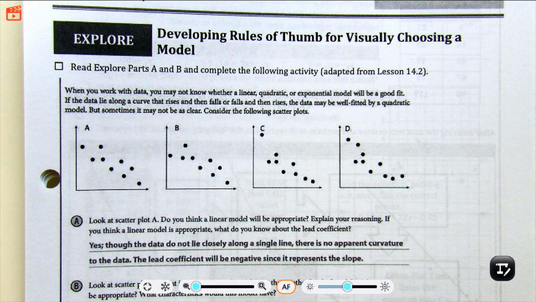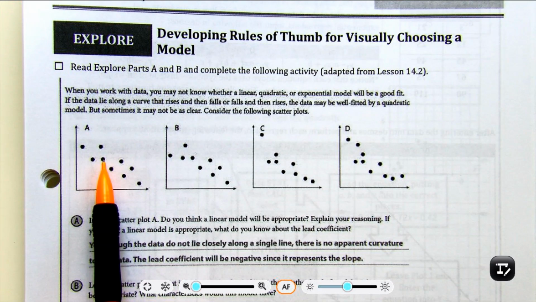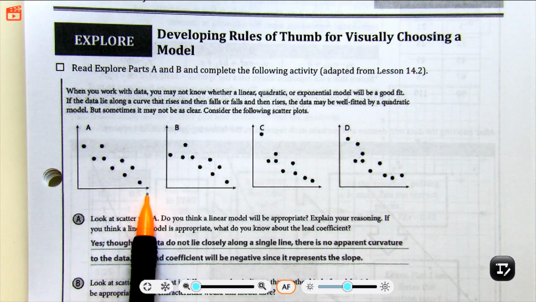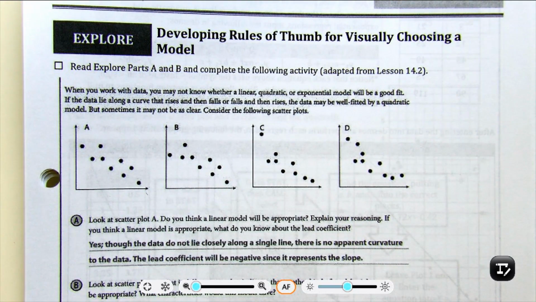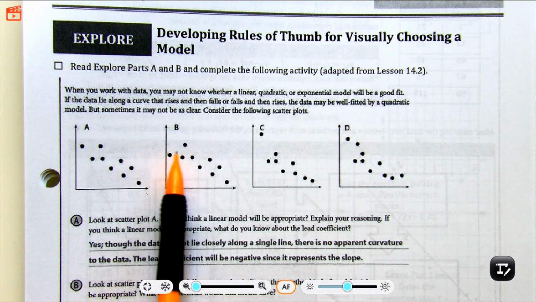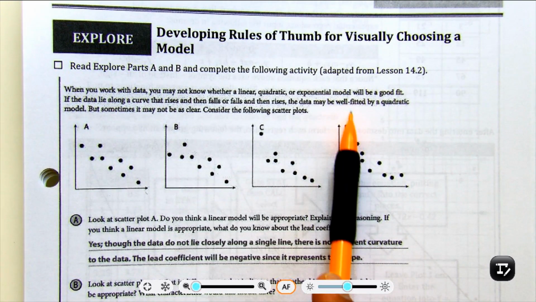So right here for scatter plot A, do you think a linear model will be appropriate? If we look at this scatter plot, it does seem likely that we could draw a linear line through these points, and also through these points as well, and even through these points. But what if this is part of something bigger? What if this is part of a quadratic, which is a parabola, if you imagine a curve going through, or if something is exponential, something that is steep and drops down really quick, that's what we're going to be looking at.